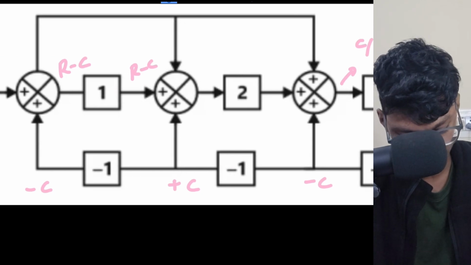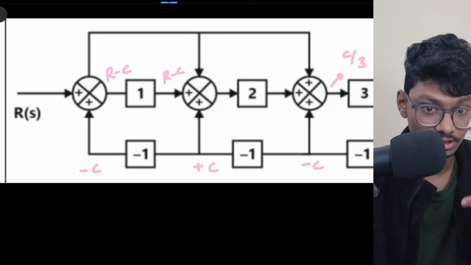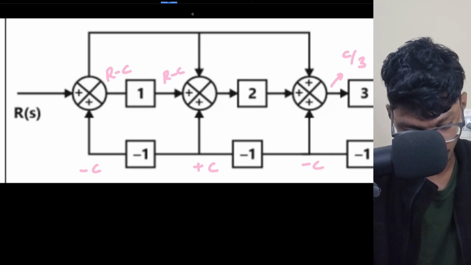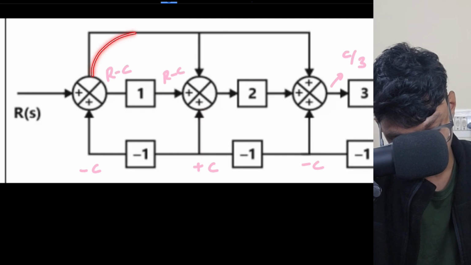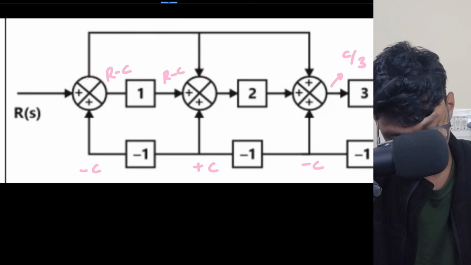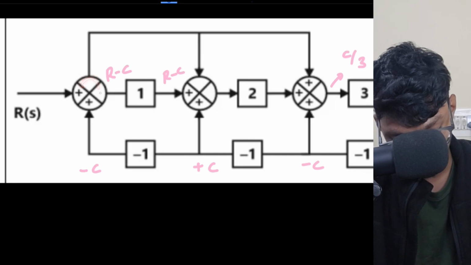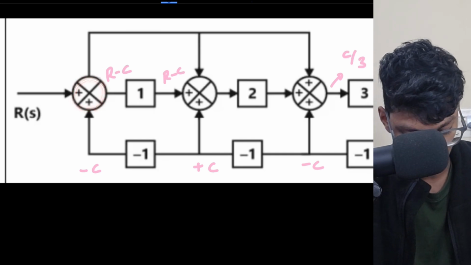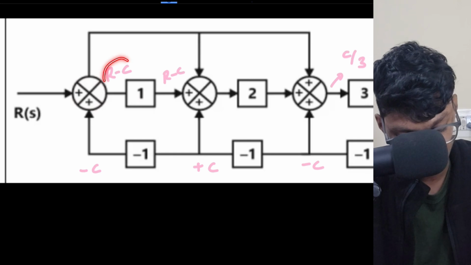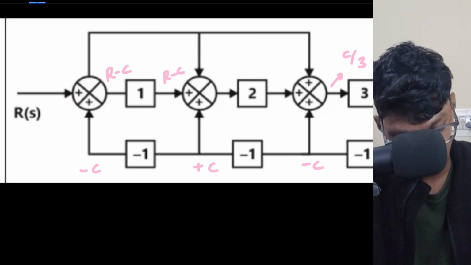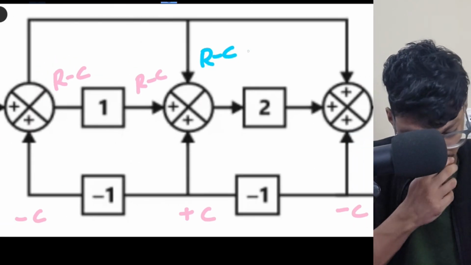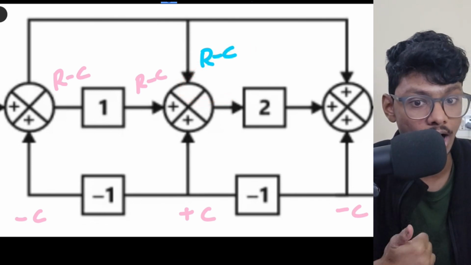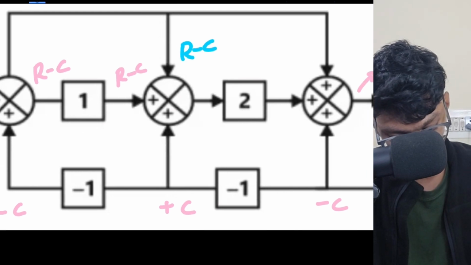So if I add here, R minus C is here, and plus C is getting added. Also this is getting added, right? What is this? This is the output of this adder. What is the output of this adder? R minus C. So here another R minus C is getting added. So ultimately what will this become? This will become 2R minus C.